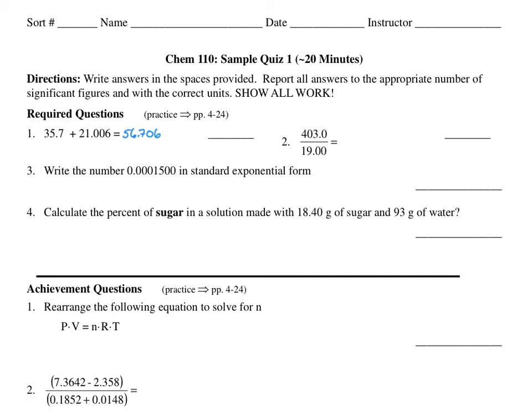All right, we look at this first problem. We see that we have one decimal place in this number, and this number has 3. We will be limited to one decimal place. And our reported answer, here's our calculator answer. One decimal place will result in 56.7.